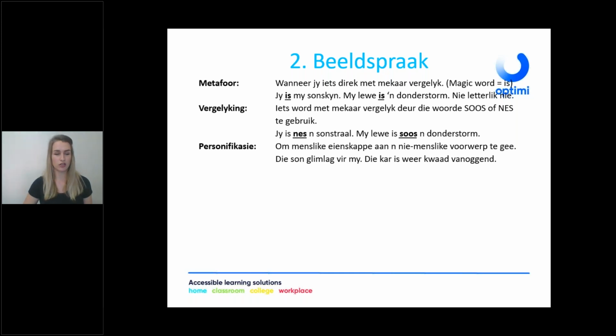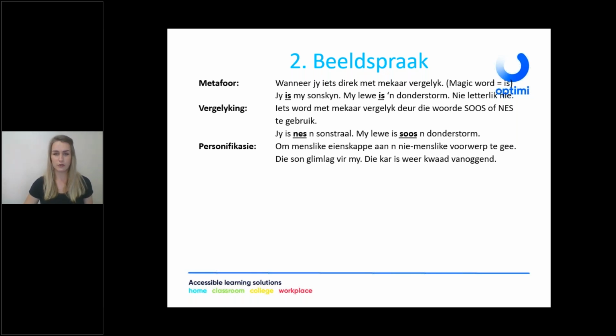Then personification. I feel like you are comfortable with this, but let's just run through it. That is when you give a non-human object or thing a human characteristic. Om 'n menslike eienskap aan 'n nie-menslike voorwerp te gee. That is like saying, die son glimlag vir my. The sun cannot actually smile. That is personification.